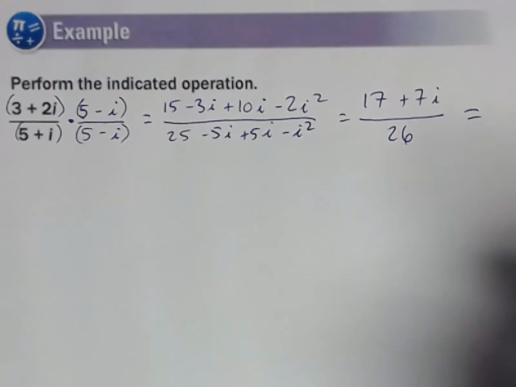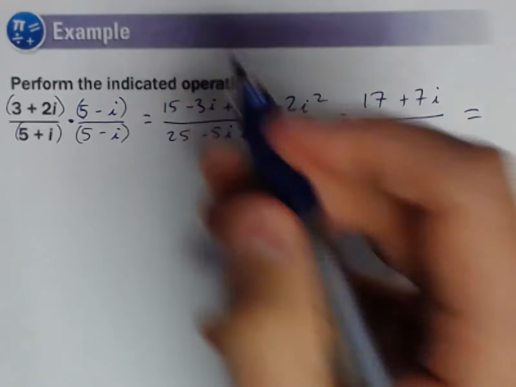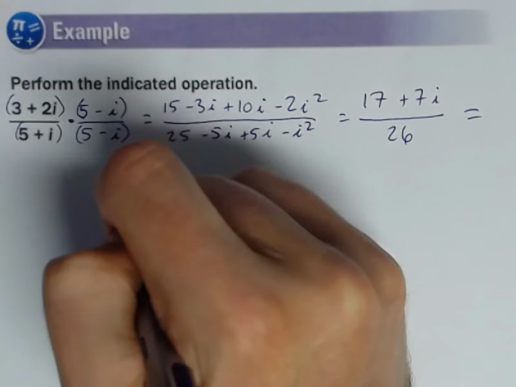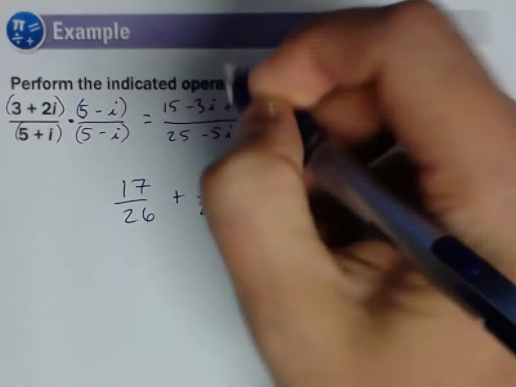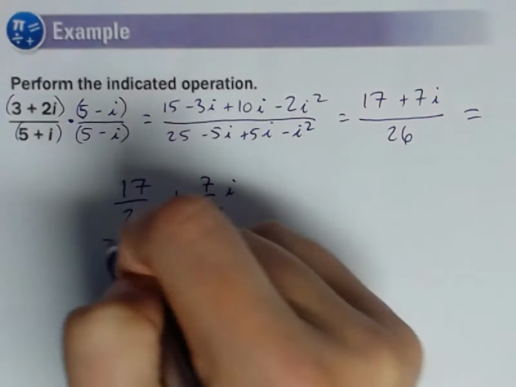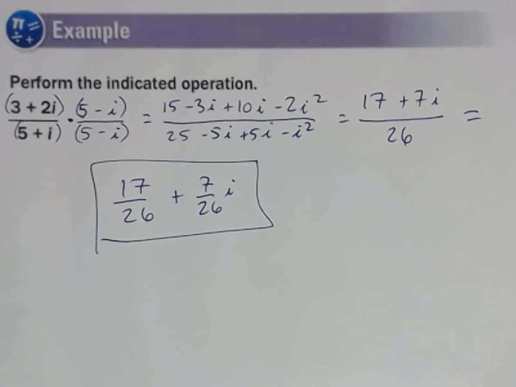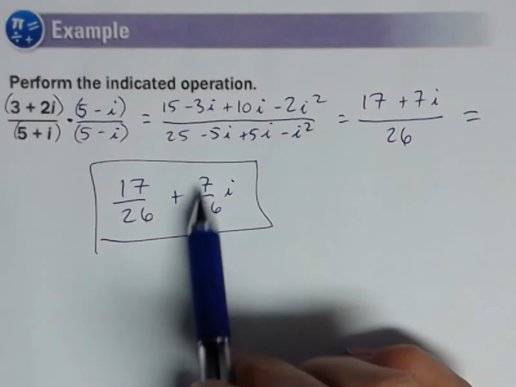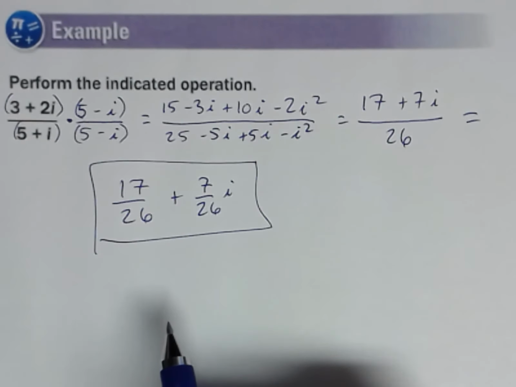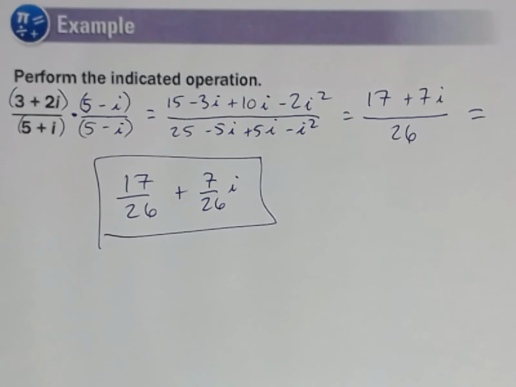And then one last step, let's just separate these into a real number and a complex number. So we have 17/26 plus 7/26 i. And there is our new number. It's in standard form, a plus bi. So here's my a, my real part. Here's my complex part, there's my b. So that's what you do, get those complex conjugates and just multiply them through.